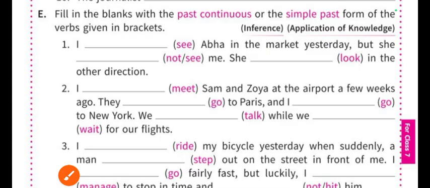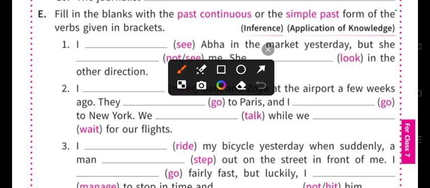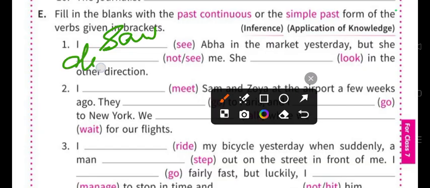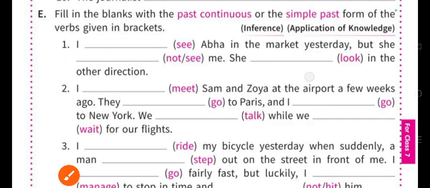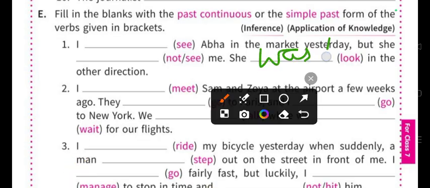Alright, so let's solve this quickly. I saw Abha in the market, but she did not see me. She looked, she was looking. That will be the correct option. She was looking in another direction.